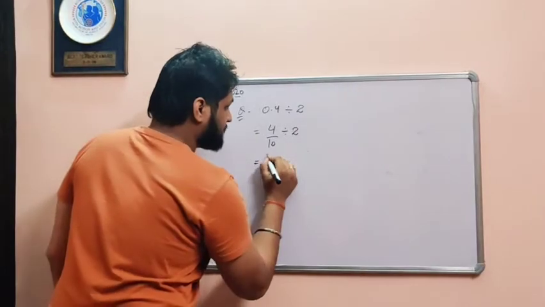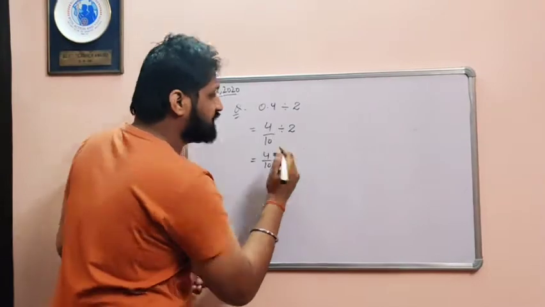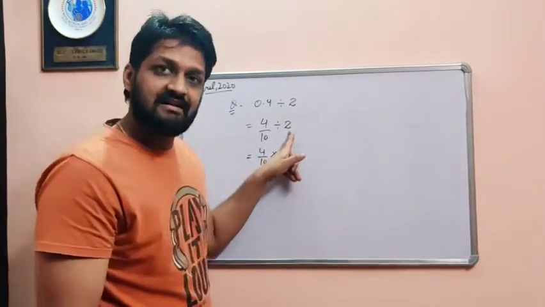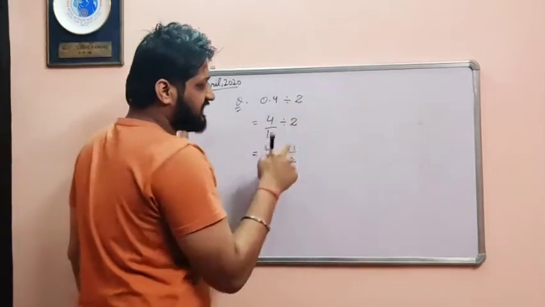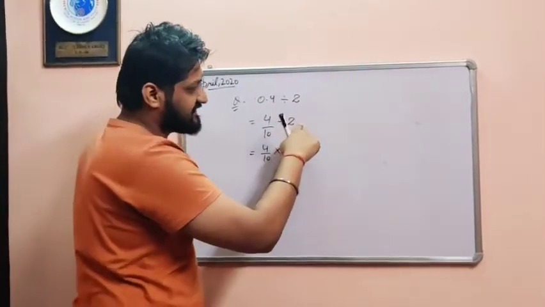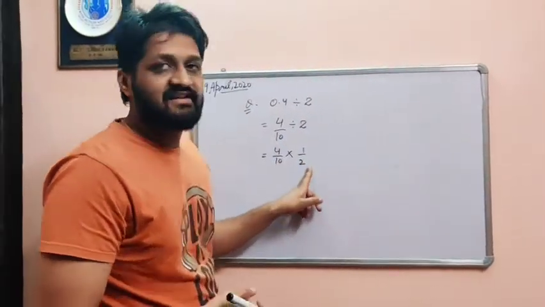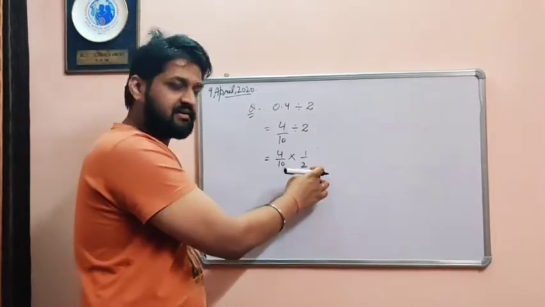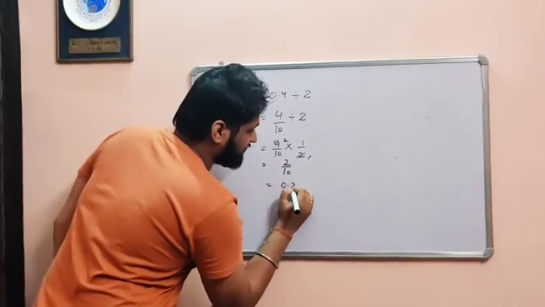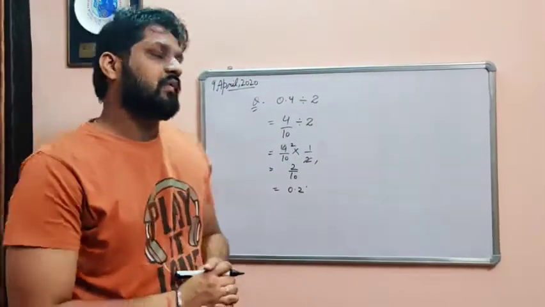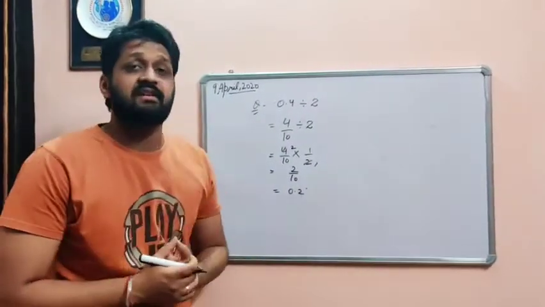Now the next step: this division sign will convert into the multiplication sign, and we will write the reciprocal of the second number. If this is 2, then we will write 1 by 2. Means the division sign is converted into the multiplication sign, and for the number after the division sign, we will write its reciprocal. So the reciprocal of 2 is 1 by 2. Here this is 1, this is 2, so 2 by 10, or you can write 0.2. This is the way we do the process of division in fractions, or you can say in decimal numbers.